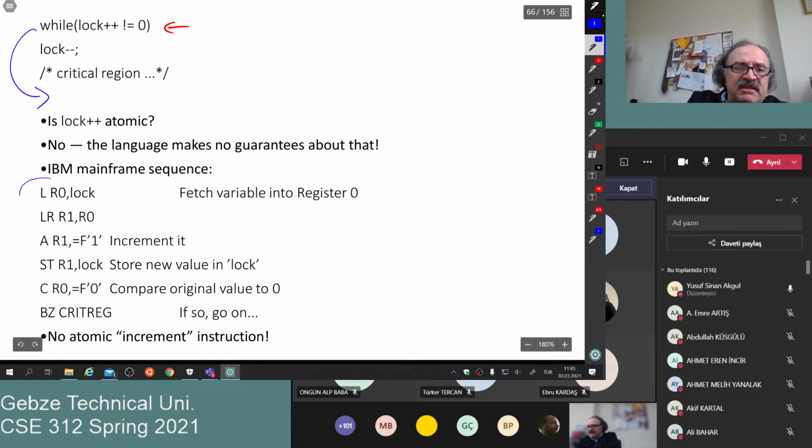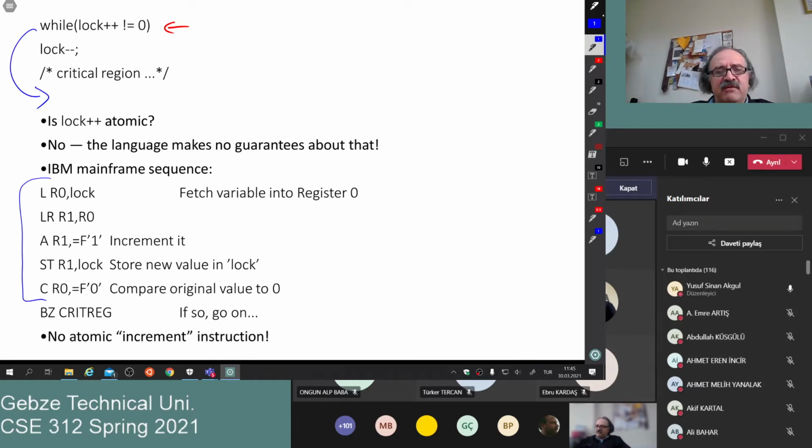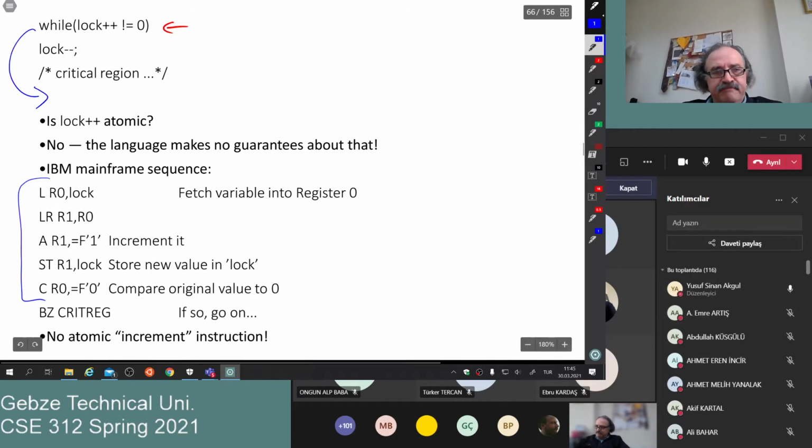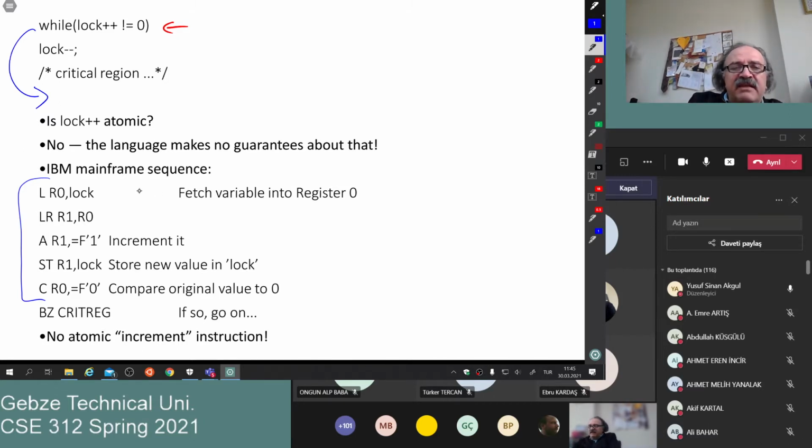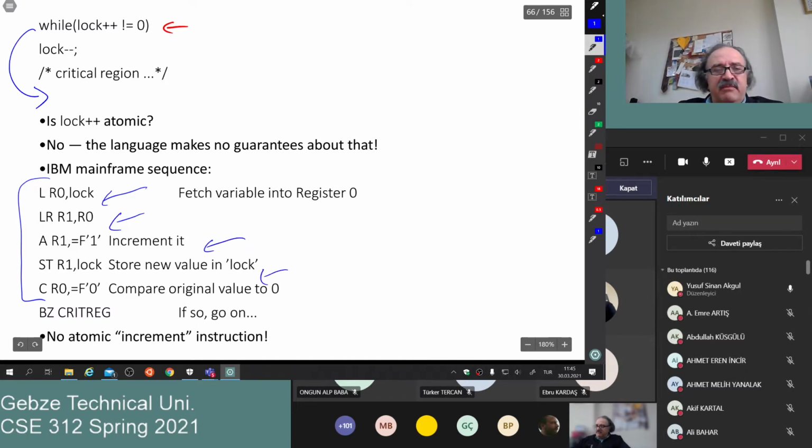So this is lock not equal to 0. As you see, there are 1, 2, 3, 4, 5 instructions going on, and if you include the jump if it is not 0, 6 instructions for this while loop. So that means that if an interrupt occurs here or there or there or there, I will be in trouble. There will be a race condition. So this is not a good way of doing it either.